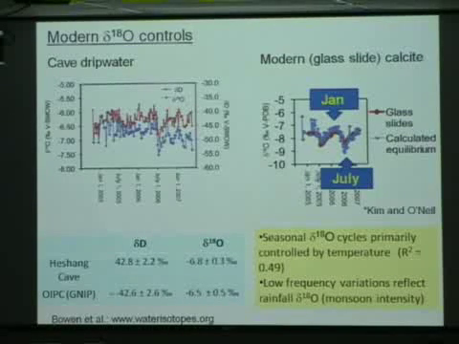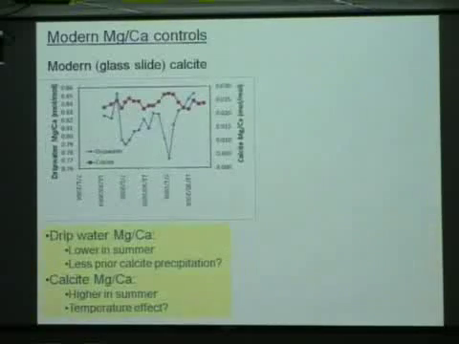Another useful aspect of having these seasonal cycles is that they provide a useful chronological tool, because we don't expect the timing of the seasonal temperature cycle to change significantly, and therefore we can define the highest delta 18O periods as January, the coldest month, and the lowest delta 18O values as July. So we have something which we can use as a marker, and we can use this to define the timescale for the other proxies that we measure.